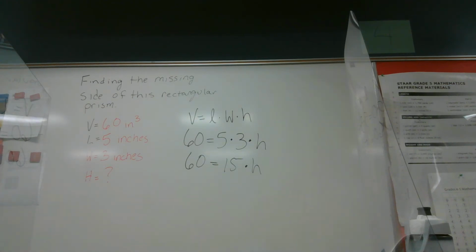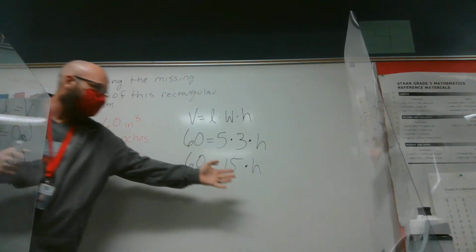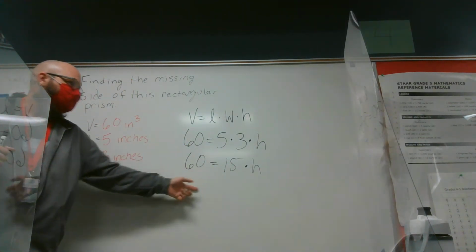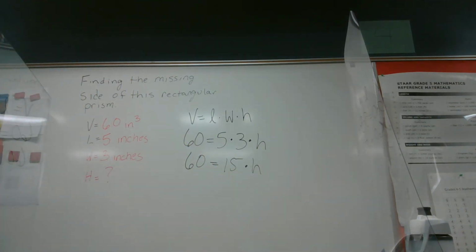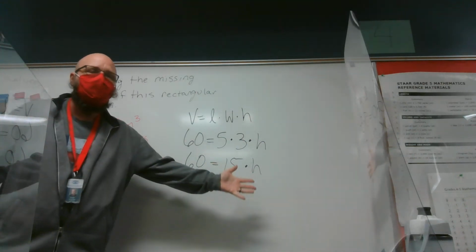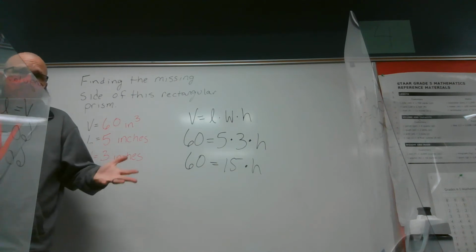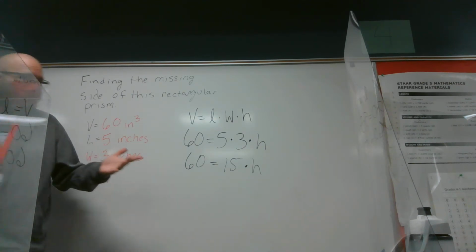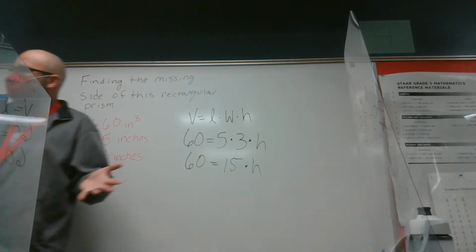Now what I can do, the opposite of multiplying something by 15 is dividing. I could divide 15 into 60, or I could use my brain to figure out 15 times what equals 60, or I could ask my neighbor Amara what 15 times what equals 60.